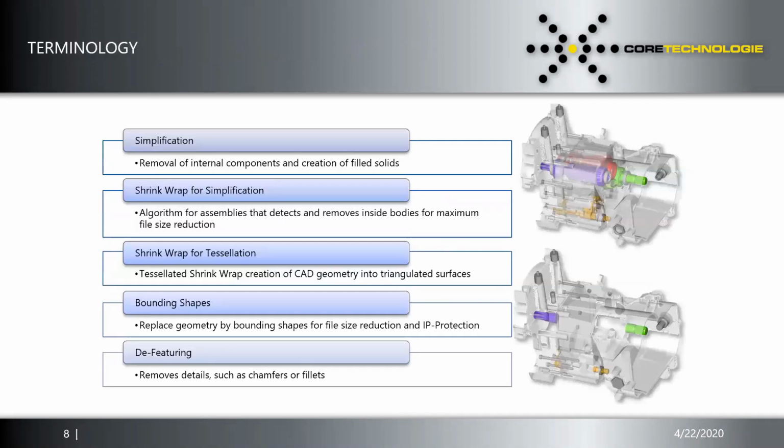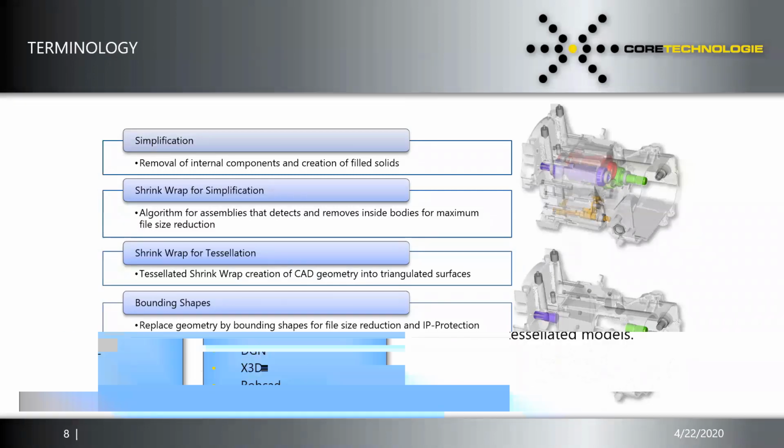And so throughout this presentation and during Frank's demo, you'll probably hear a few different terminologies, and I just wanted to briefly touch on this. So for simplification, what does that mean to us? To CoreTechnologie, simplification is the removal of internal components and creating filled solids. We also have a tool called shrink wrap. Now, if you're familiar with Creo, you've heard this term shrink wrap before, but you automatically probably assume a tessellated model. So we do have the ability to shrink wrap for tessellation, but furthermore, we have the ability to shrink wrap to assist with our simplification. And in doing so, we can detect inside and outside bodies, which you will see today in the demonstration.